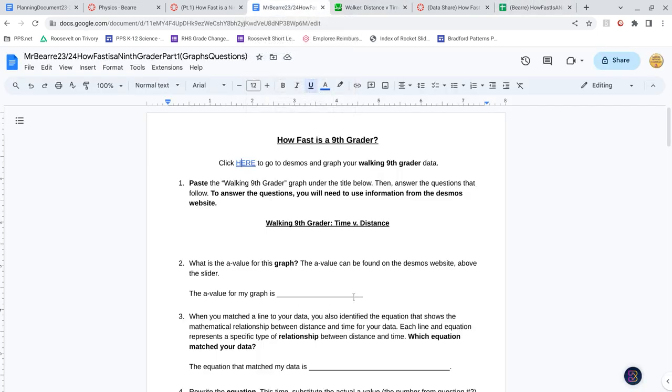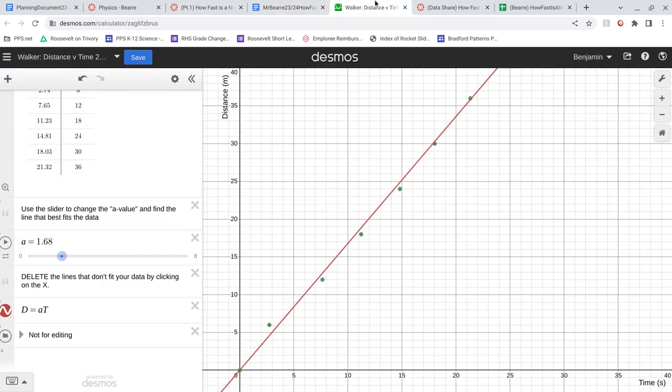It asks, what is the A value for this graph? The A value can be found on the Desmos website or above the slider. Your A value is 1.68. That is what this is finding for you. That's how fast your walker was accelerating.